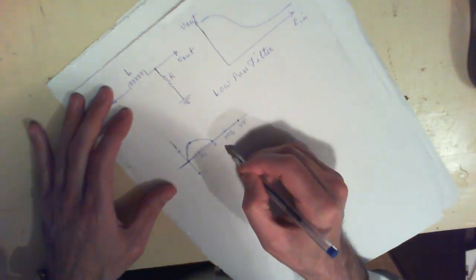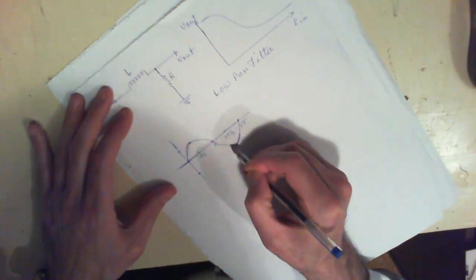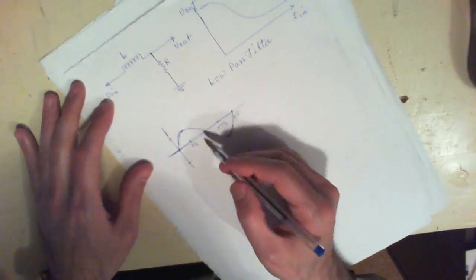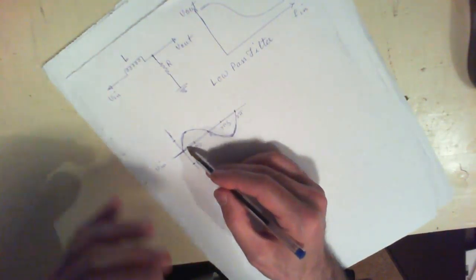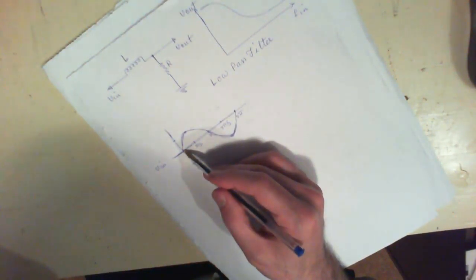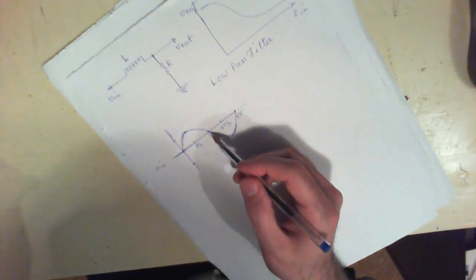Of course it's supposed to be symmetric, but the graph is not perfect. So this is your input, this is V of in. At theta equal to 0, your input is actually 0. That's how a sine wave functions.